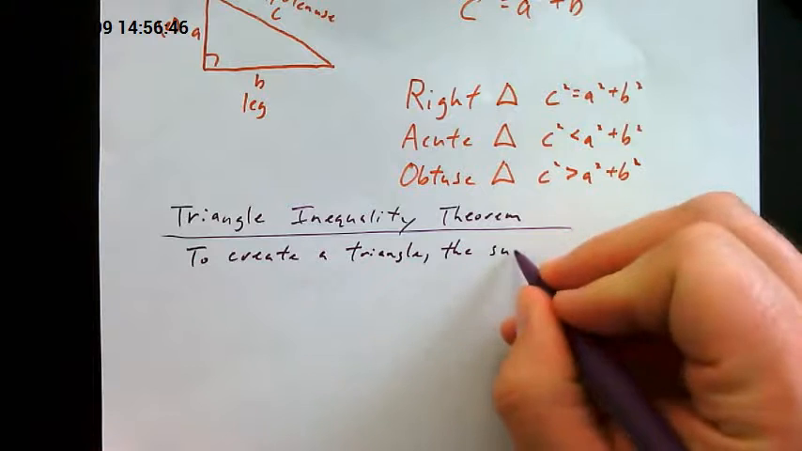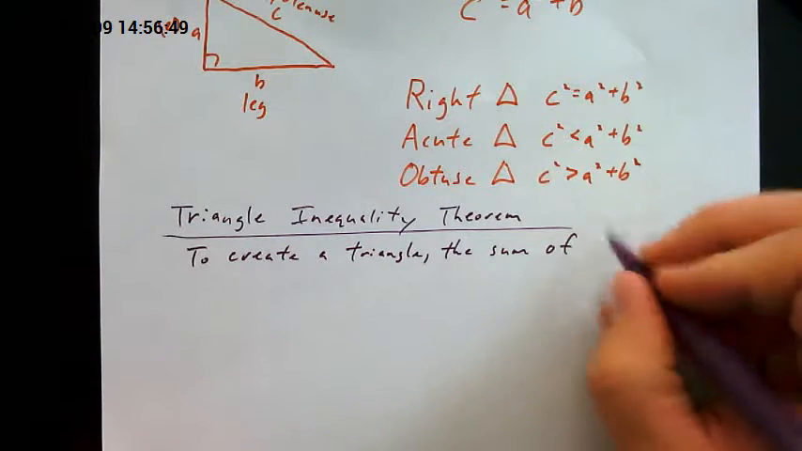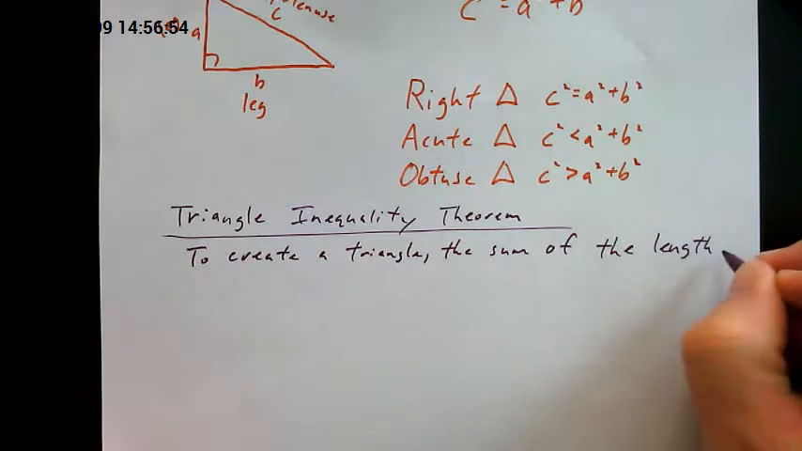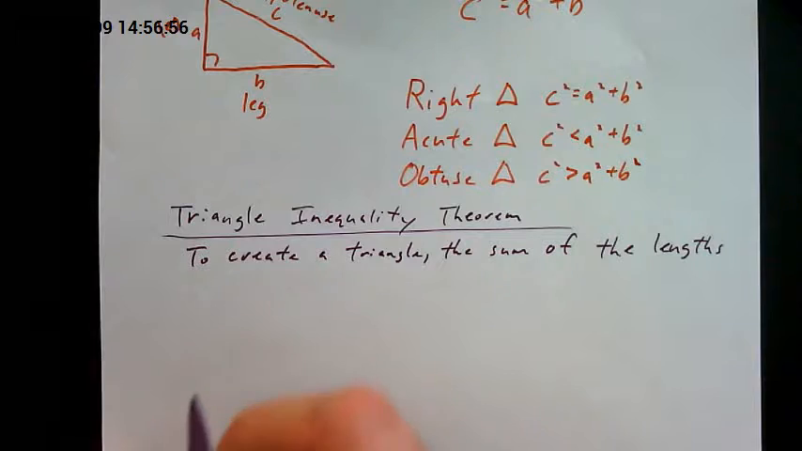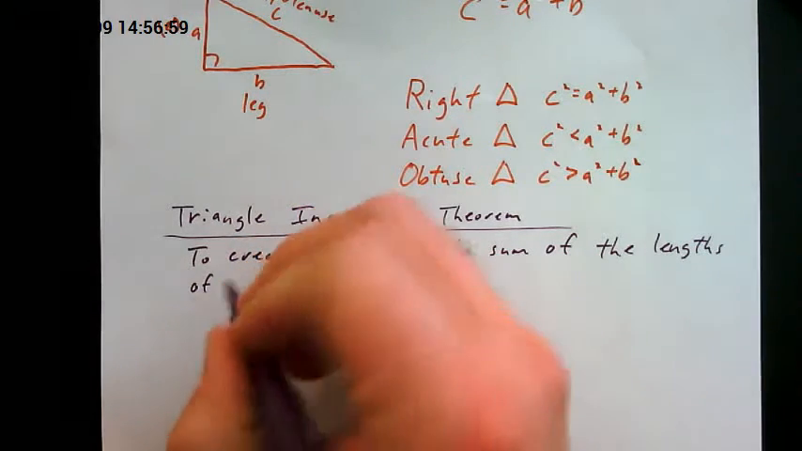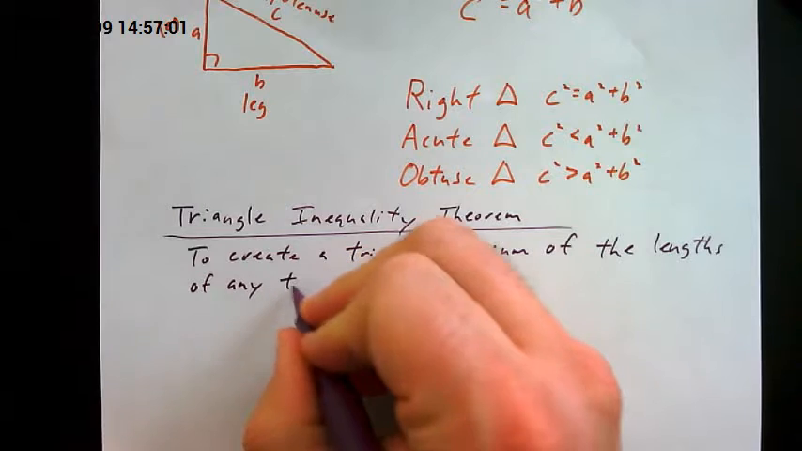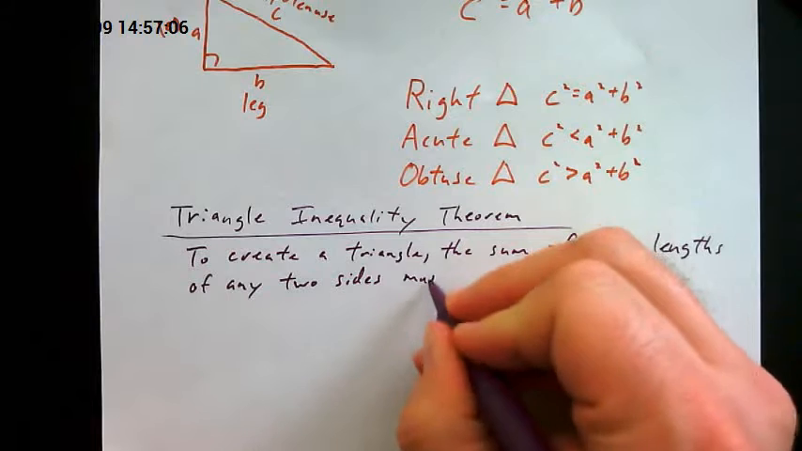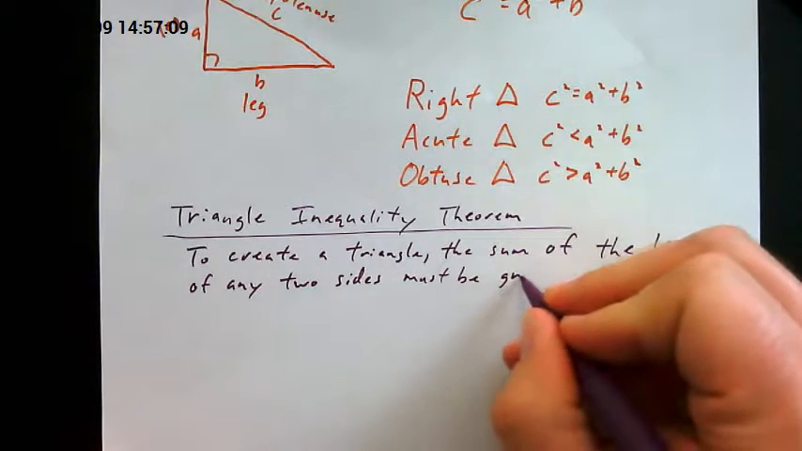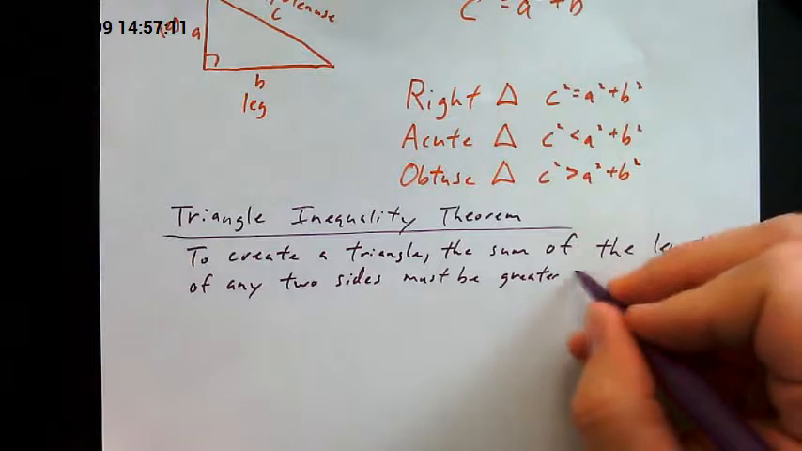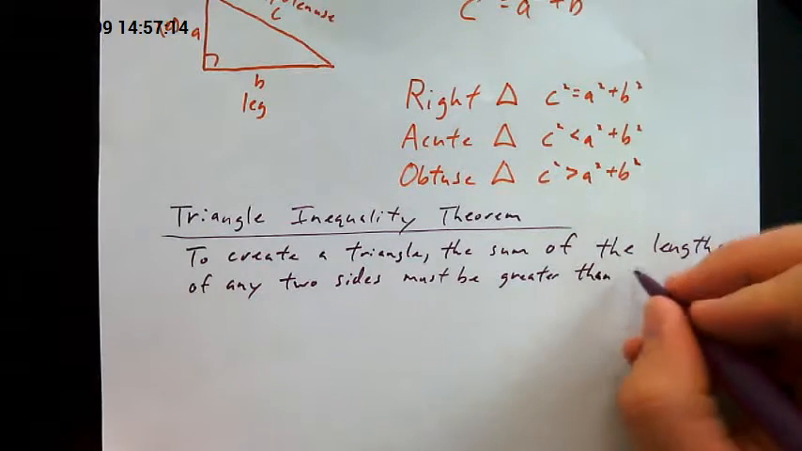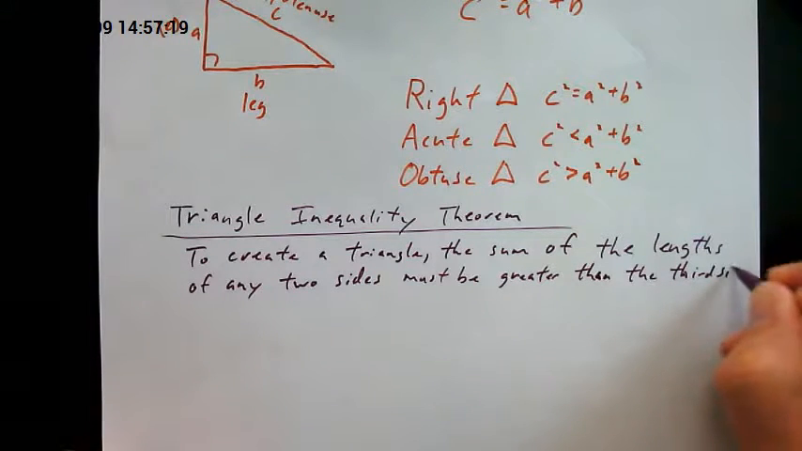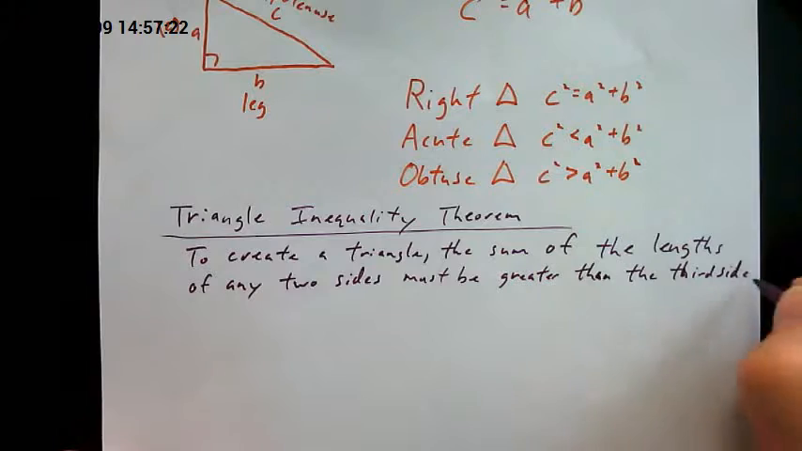The sum of the lengths of any 2 sides must be greater than the third side.